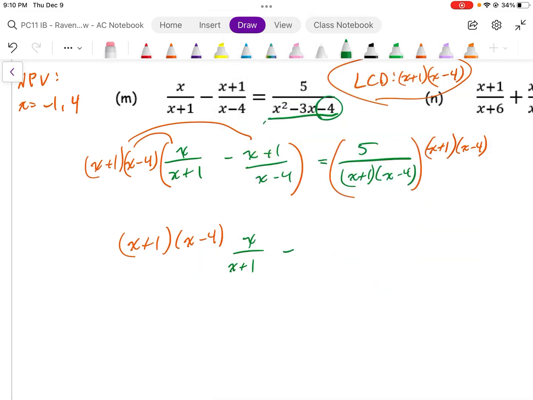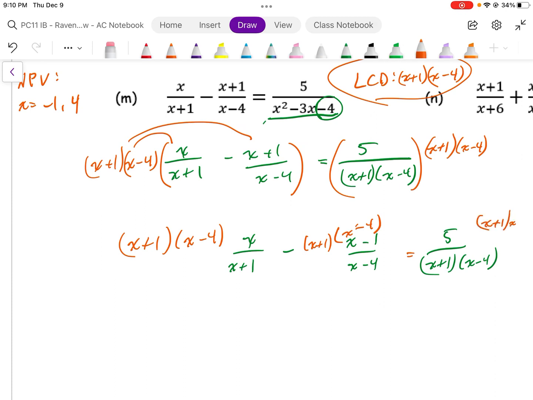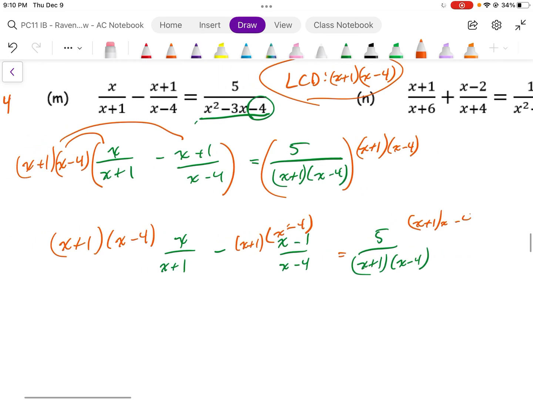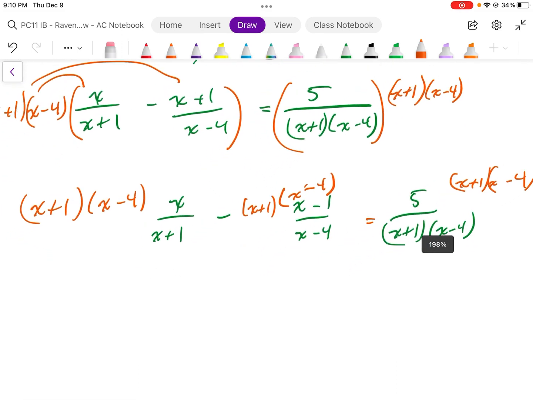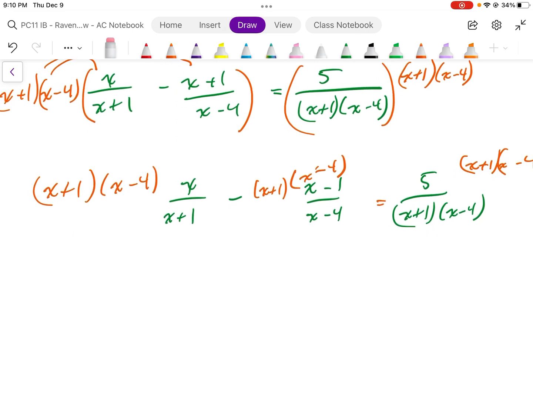Now subtract. This is keeping my term the same, but now I need to multiply this by (x + 1)(x - 4), is equal to, now on the right-hand side it was 5. Also need to multiply this by my LCD, which is (x + 1)(x - 4). Now this looks like a big jumbled mess here, and some of it appears to be not nicely organized, so I'll just clean some of this up so we can effectively see.